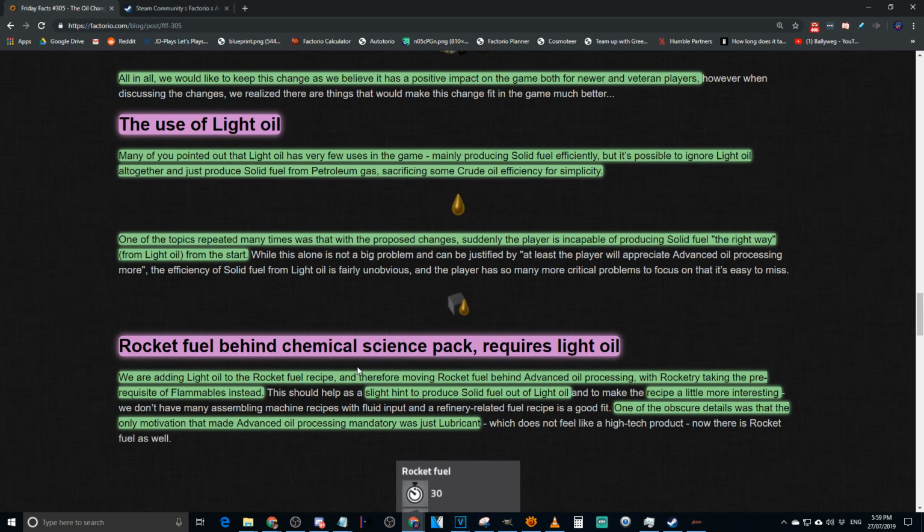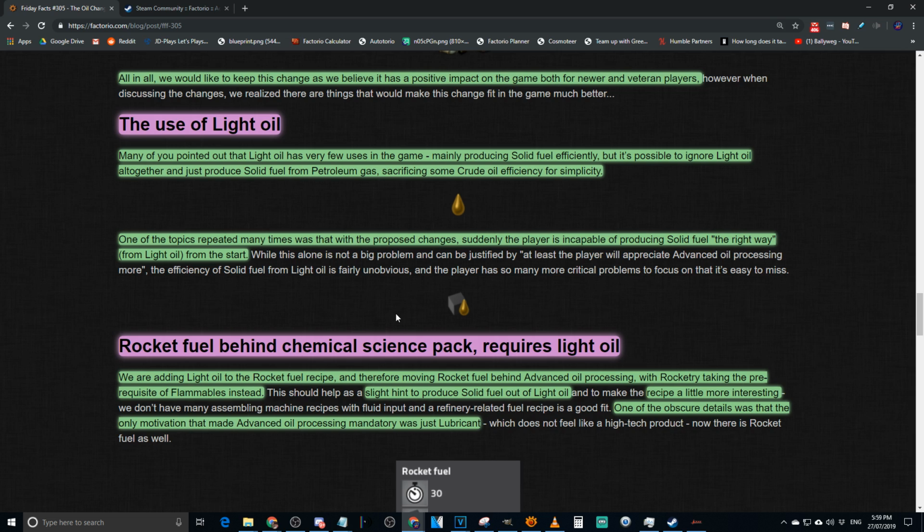Many of you pointed out, us two included, that light oil has few uses in the game, mainly for producing solid fuel efficiently, but it's possible to ignore light oil altogether and just produce solid fuel from petroleum gas, which is entirely true, and I see players do it all the time. I've done it, just for simplicity. Who cares? Oil is free. It is, but it's more trains, more throughput, and it's possibly going to lead to more outposts later. It's one of those things. I can't do it. Productivity.